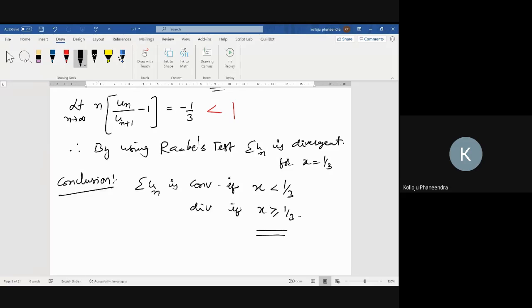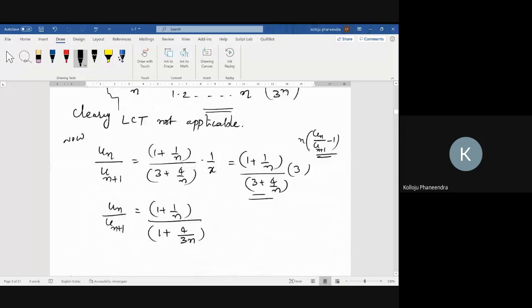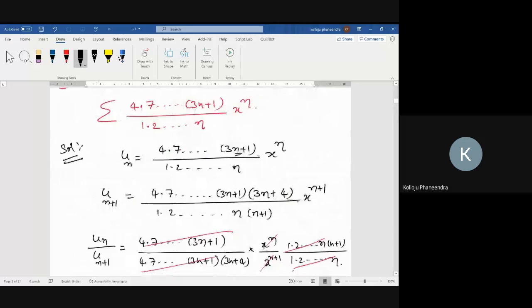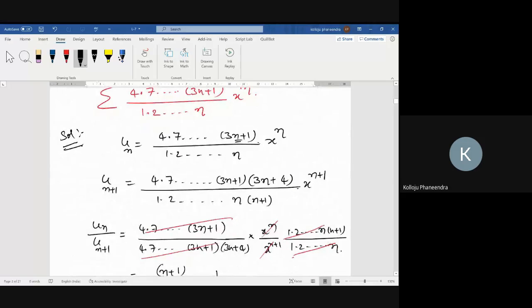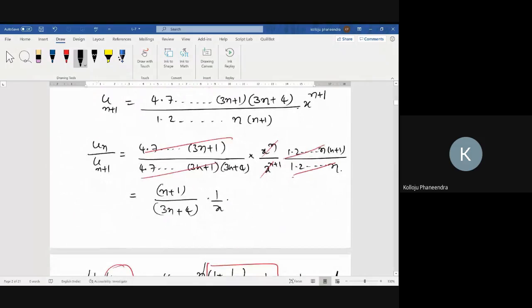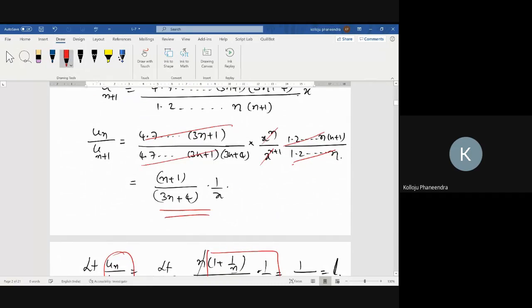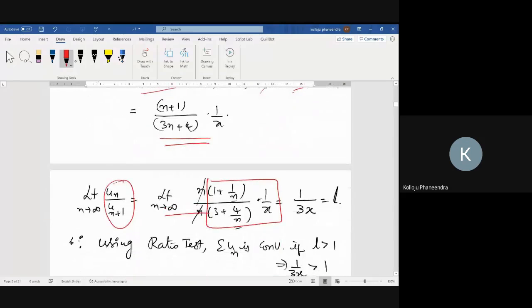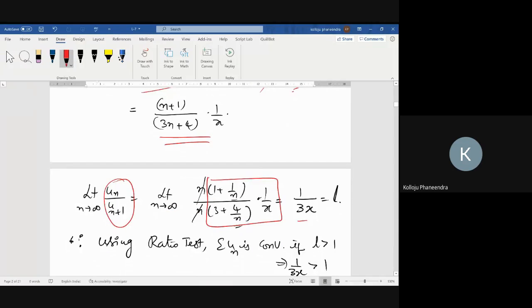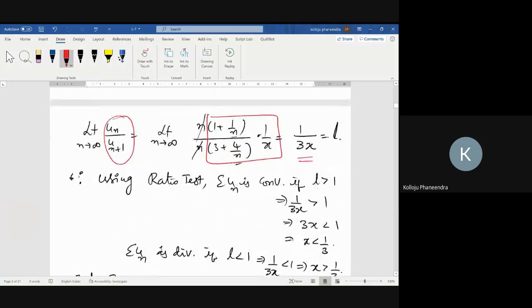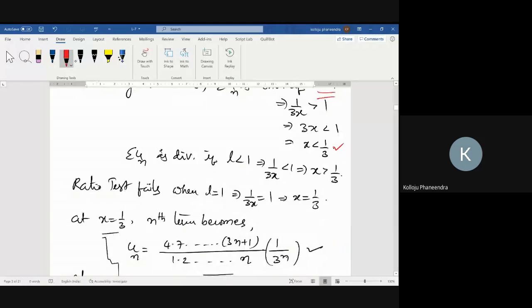This is the problem. Once again, the problem is test the convergence of the series. The nth term is product of some terms, so apply ratio test first. Begin with ratio un by un plus 1. So I got the ratio as this. Next, since we have to apply limit, take n terms common. So the limit value, after taking n tends to infinity, is 1 by 3x. So using ratio test, the series is convergent when L greater than 1, means x less than 1 by 3, and divergent when x greater than 1 by 3, and the test fails when x equal to 1 by 3.